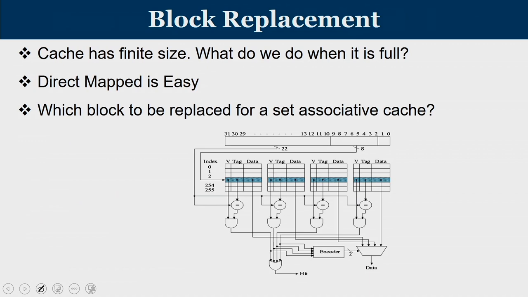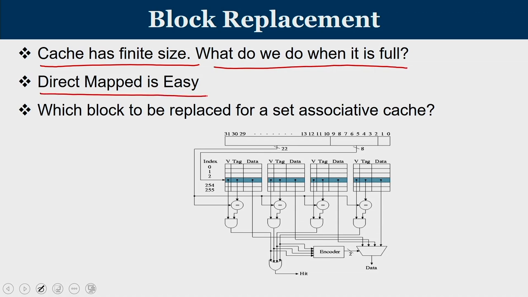Coming to block replacement, generally our cache has finite size, and the program that we are going to execute will generally be larger than the size of the cache. So, during the execution of the program, we may have to bring new elements into the cache and take out elements that are already there in the cache. So, what do we do when a cache is full?